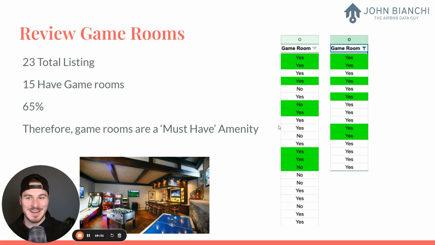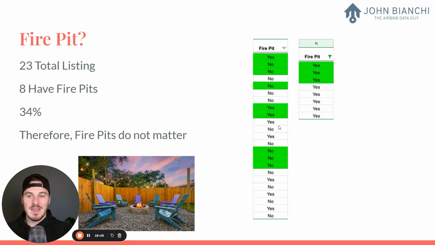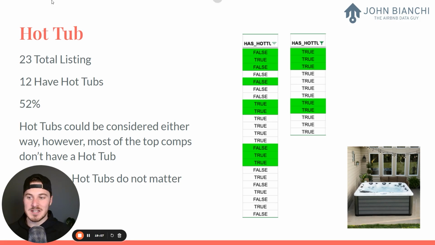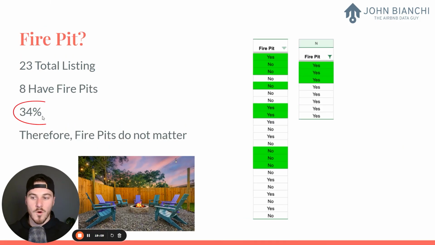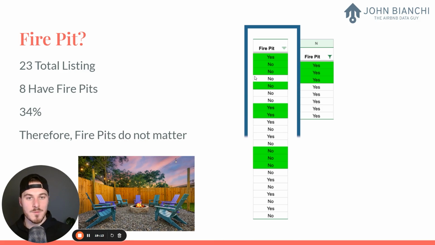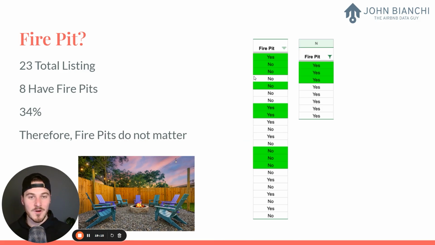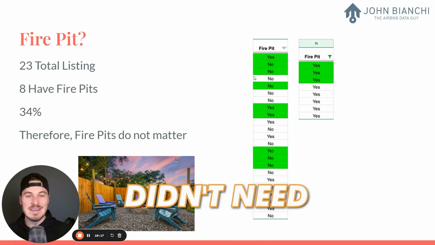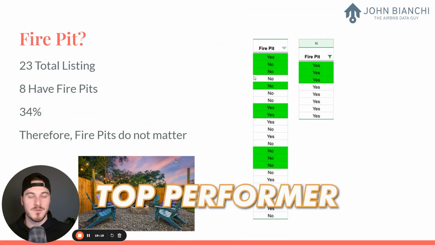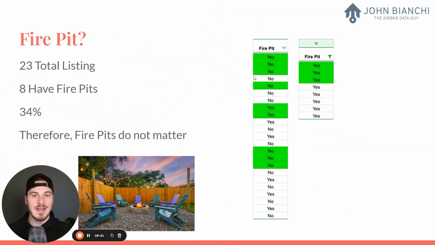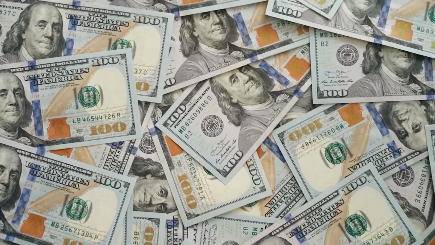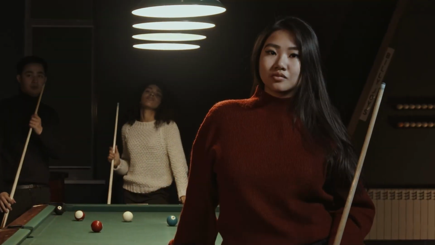Obviously, I love it more than anything, right? Then what we did was we looked into the fire pits. And with the fire pits, we actually found out that only 34% of people had fire pits, and the vast majority of the top performers didn't have a fire pit. Therefore, in this mountain market, we didn't need to have a fire pit to be a top performer, which was a great insight and saved us a bunch of money that we could then allocate to potentially the game room, right?